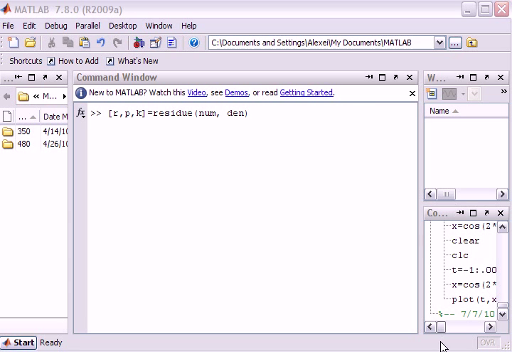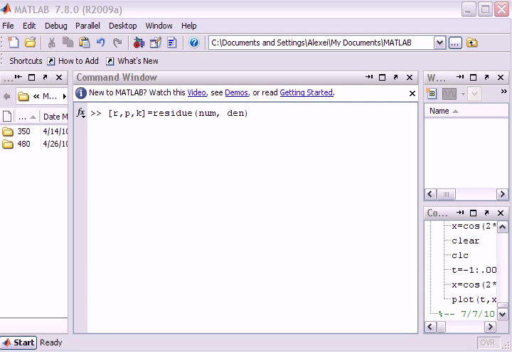Hello and welcome to Partial Fractions Expansion MATLAB tutorial. This tutorial describes several features of MATLAB that can be used with Laplace transforms. MATLAB contains commands that simplify the process of completing a partial fraction expansion.